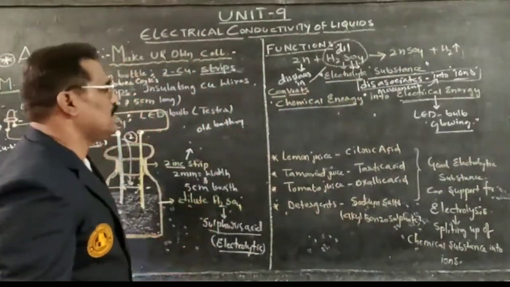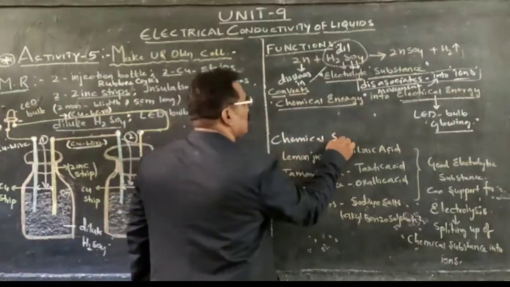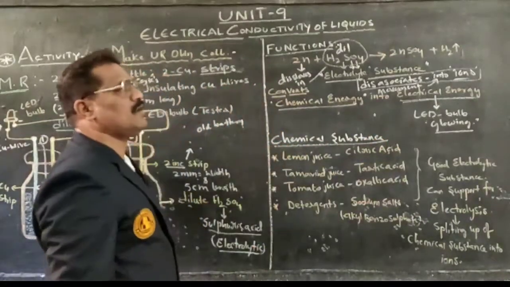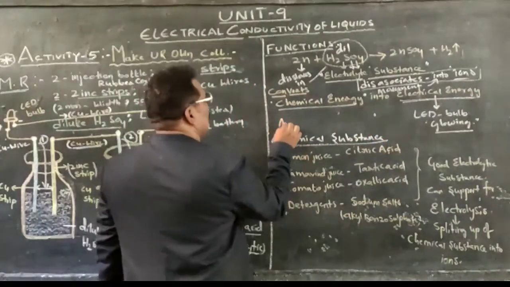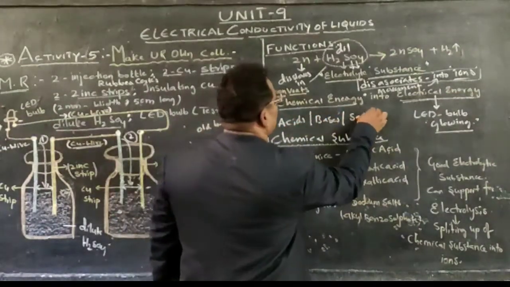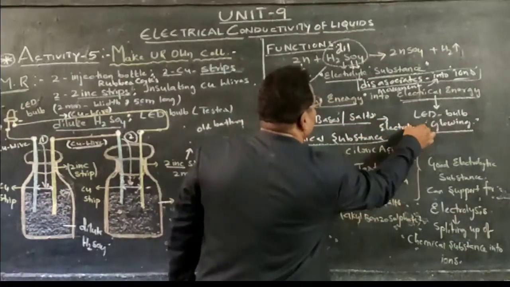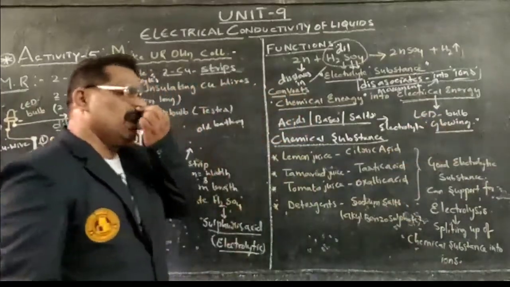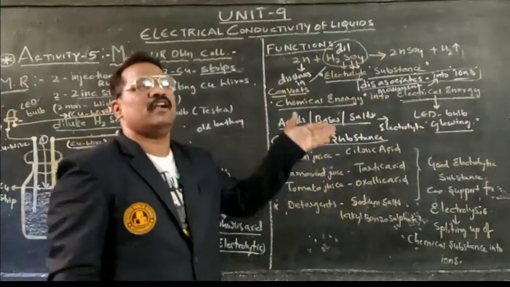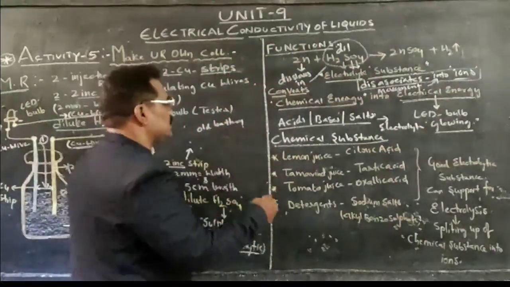by using some other chemical substances. I have taken chemical substances here. We can also perform this activity by taking various chemical substances such as acidic substances, basic substances, as well as salts. These are good electrolytic substances. Good electrolytic substances means what? They will be ready to split up in the form of ions. They will allow current to be passed through the chemical substances, such as lemon juice.